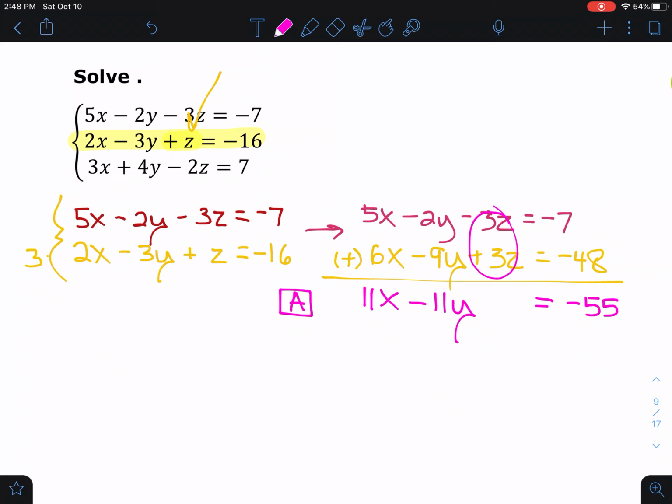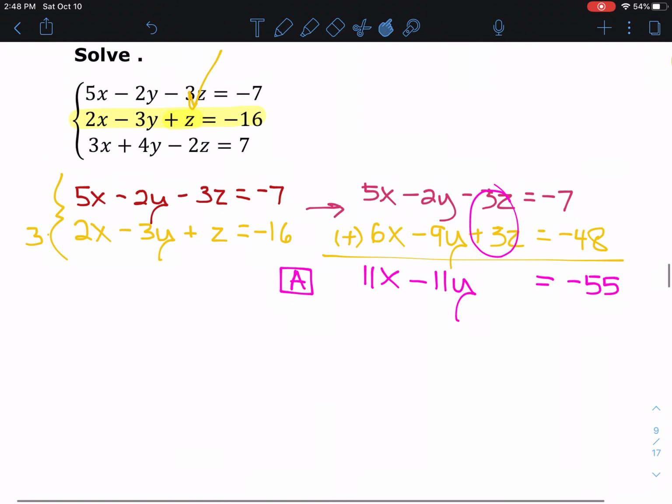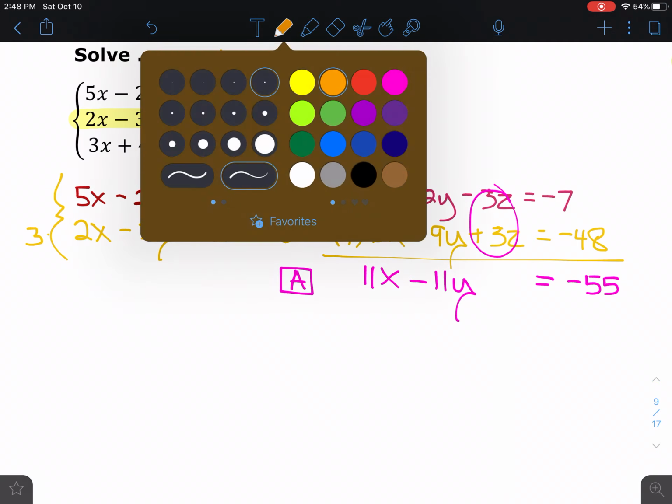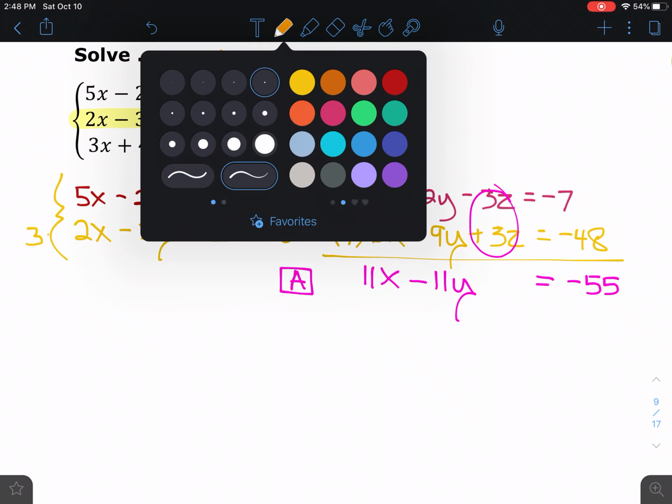Okay, now we're going to do this again. You're going to use that middle equation that I highlighted because it had a leading coefficient of 1 for z. We're going to use that one and now eliminate z with the bottom equation. So again, using the middle.